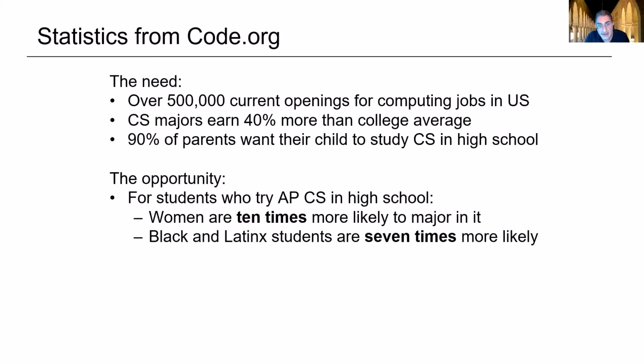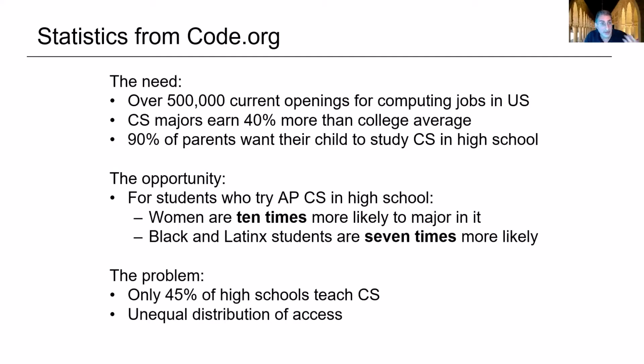Some more statistics that code.org gathered: they found that for students who take the AP exam or the APCS course in high school, women are 10 times more likely to major in computer science, and Black and Latinx students are 7 times more likely to major in computer science. So even before they get to college, earlier experiences in computing can have a huge impact on what the diversity numbers look like further down the pipeline. But there's a problem here.